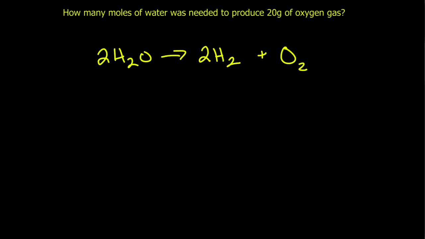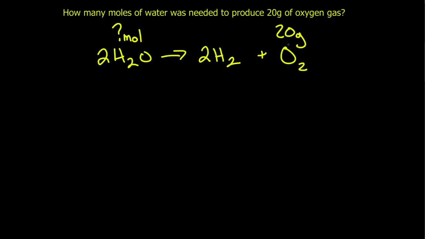So our next problem says how many moles of water was needed to produce 20 grams of oxygen gas. So let's pick out our information. It says how many moles of water. Well, here's water. I'm looking for moles that was needed to produce 20 grams of oxygen gas. O2 is oxygen gas. So I got 20 grams of this one.